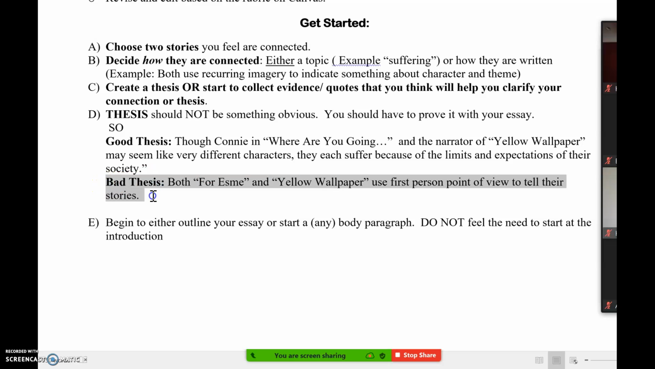A bad thesis might be: for Esme and Yellow Wallpaper use first person point of view to tell their stories. That is not going to do anything. You're just going to wind up summarizing stuff. All right. So I'm going to help you with those things.